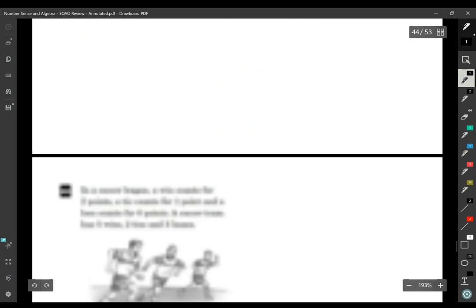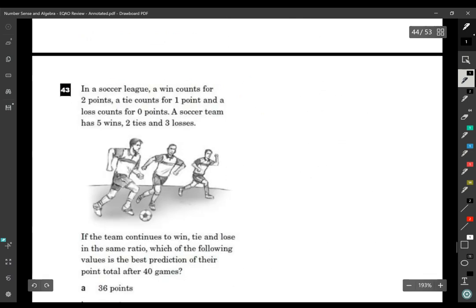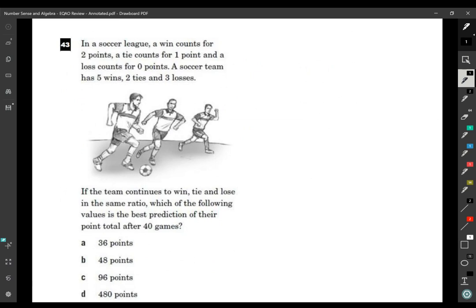All right, let's move on to 43. In a soccer league, a win counts for 2 points, a tie counts for 1 point, and a loss counts for 0 points. A soccer team had 5 wins, 2 ties, and 3 losses. If the team continues to win, tie, and lose in the same ratio, which of the following values is the best prediction of their point total after 40 games?